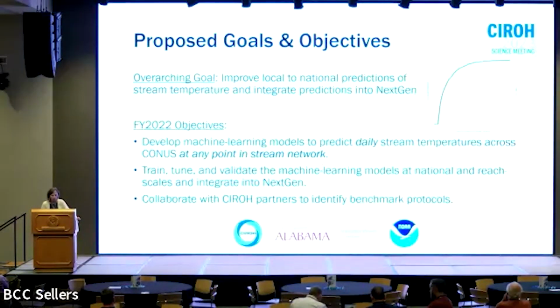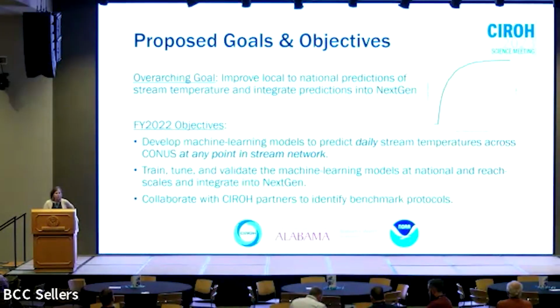So our goal is to develop a machine learning model to predict those daily stream temperature values at any point in a stream network and at small rivers. Much of the work that's been done in the past has been at larger river systems. There are some regional models, like the Northwest model, that have done a good job of predicting stream temperatures in the Northwest, but we don't have anything for small streams at the CONUS scale.